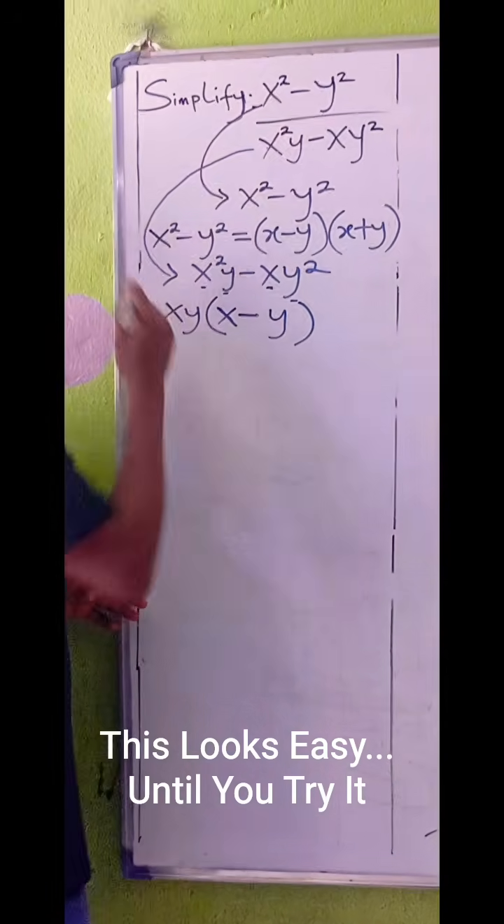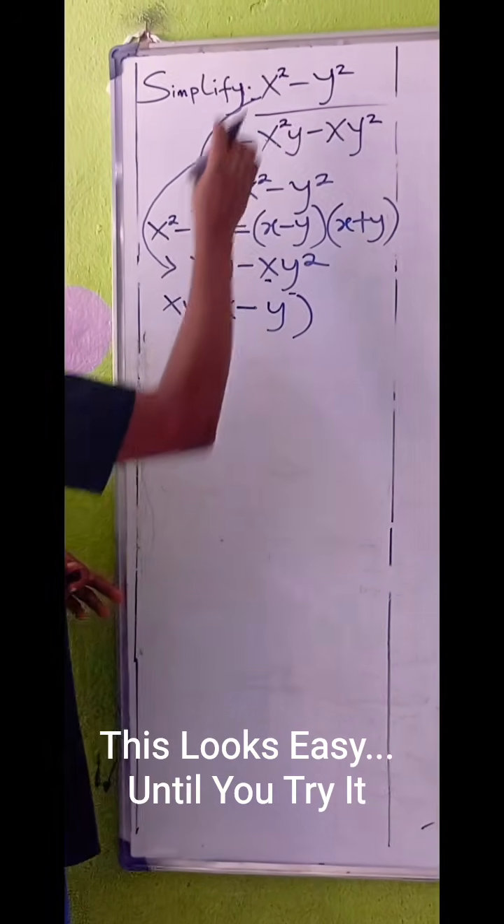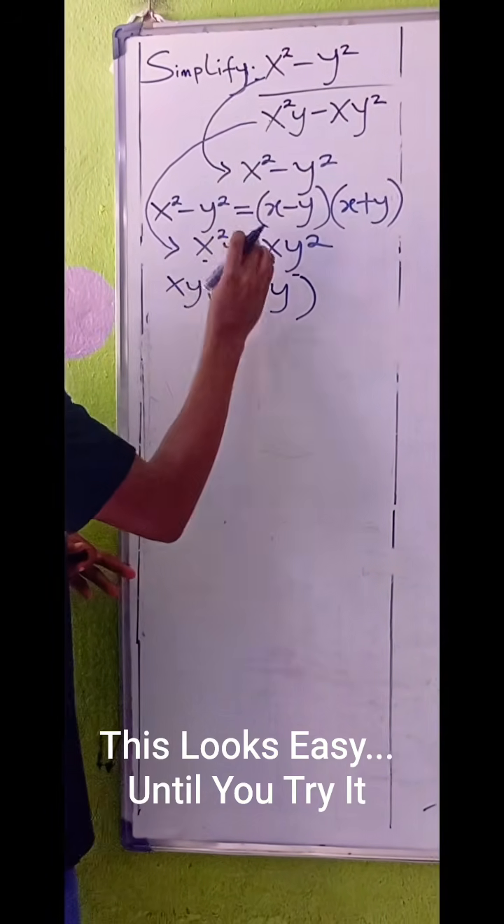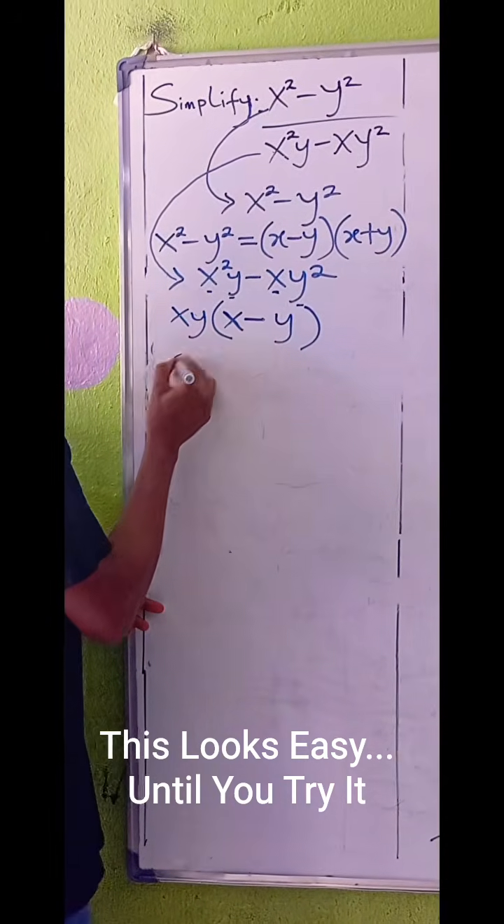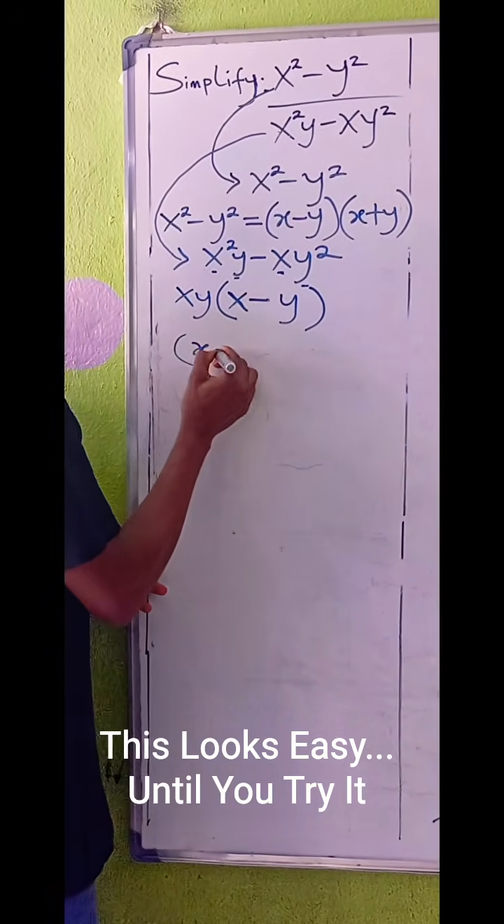Now let's go over to solving everything at once. So instead of writing x squared minus y squared, remember we got this as a factorization. So we are going to write x minus y.